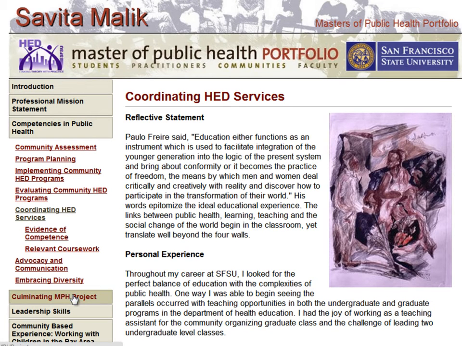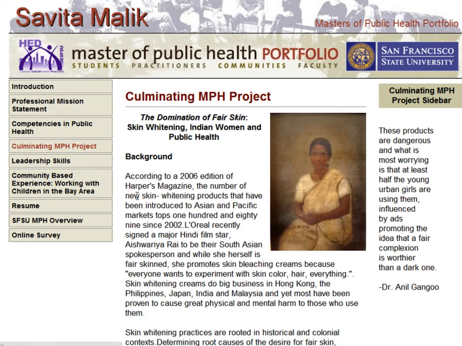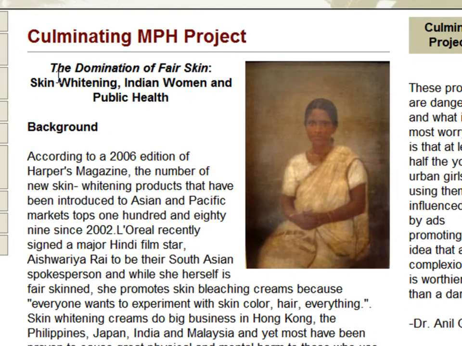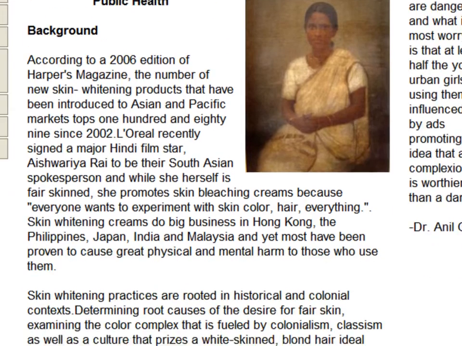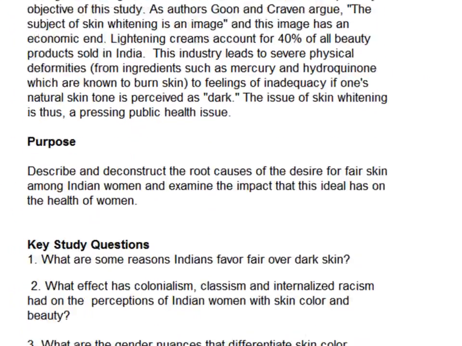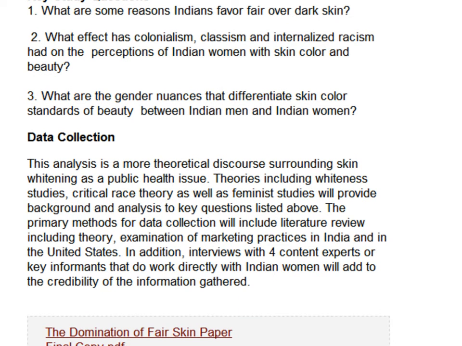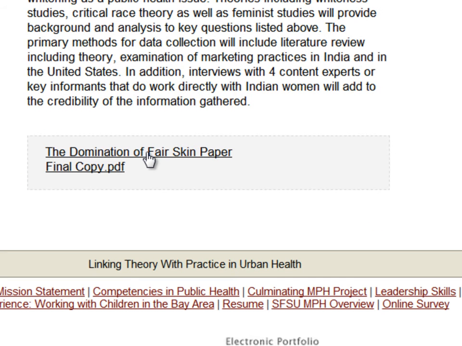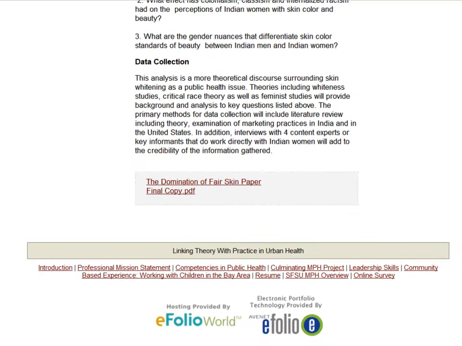Further down, the next category is the Culminating Masters of Public Health project, and it is entitled The Domination of Fair Skin, Skin Whitening, Indian Women, and Public Health. She gives background on this major project that she did. She talks about its purpose, key study questions, and describes the data collection. Then, at the very bottom, there is a link to the actual research paper that came out of her project.